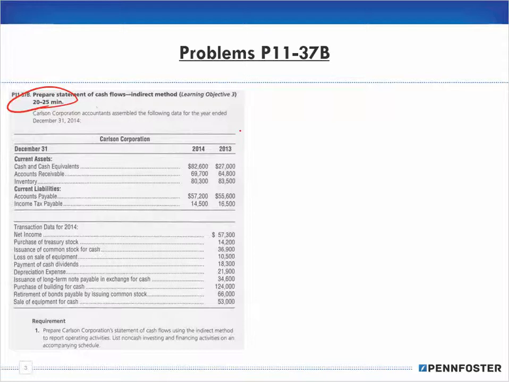The real difficulty comes in doing the math. All right, so it says here, Carlson Corporation's accountants assembled the following data for the year ended December 31st, 2014. All right, so it has current assets, current liabilities, and then all of these activities. Okay, and it says prepare Carlson Corporation's statement of cash flows using the indirect method to report operating income, list non-cash investing and financing activities on the accompanying schedule.